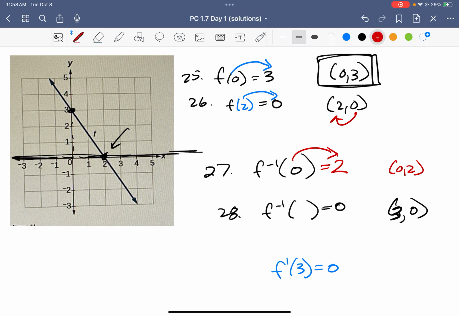And here this would be this. So x is equal to 3. Here's x is equal to 0. Here it's x is equal to 0. No, here it's y is equal to 0. This one was x is equal to 2.